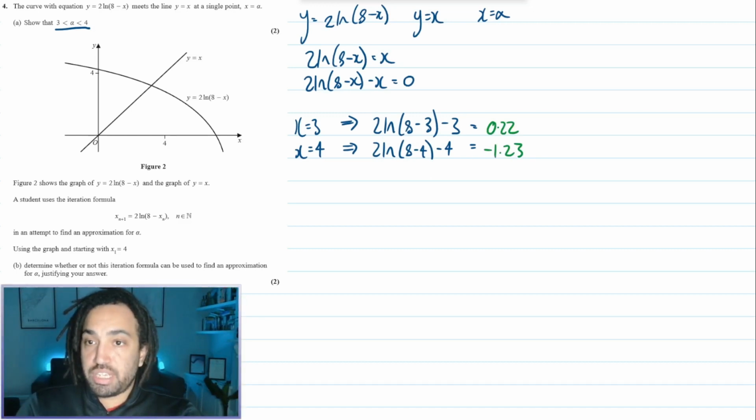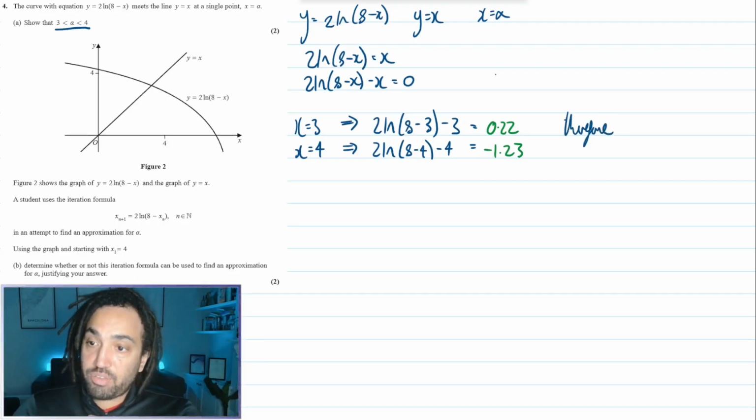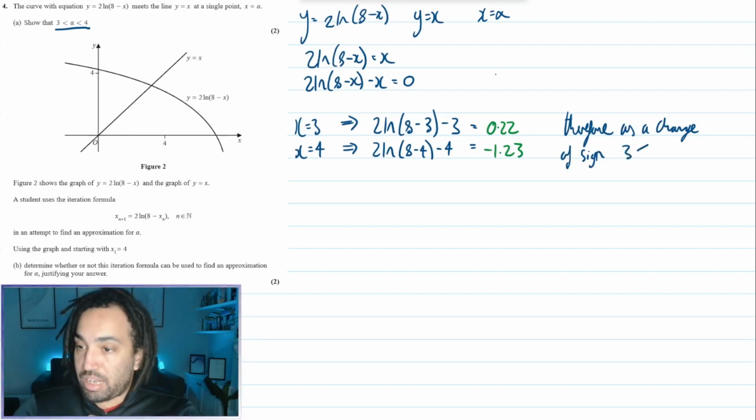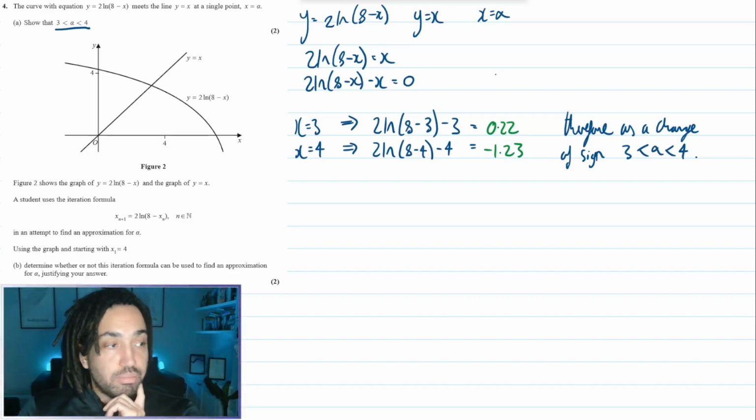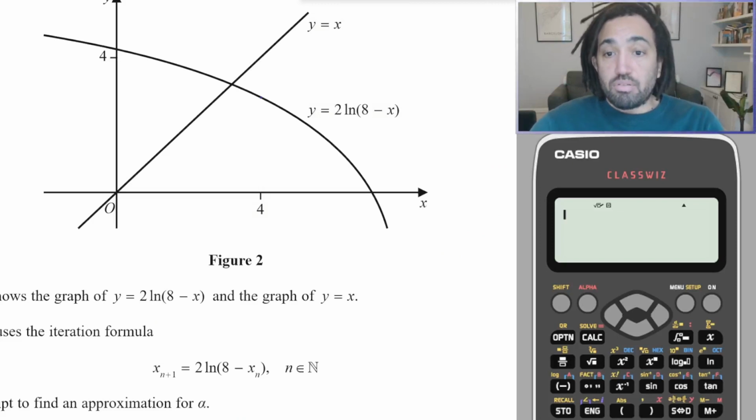Okay, substituting those in, I got a positive 1 for the value of x equals 3 and a negative 1 for x equals 4. We can say therefore, as there is a change of sign, alpha is in between 3 and 4. That should do the job. Okay, next. Right, part B.